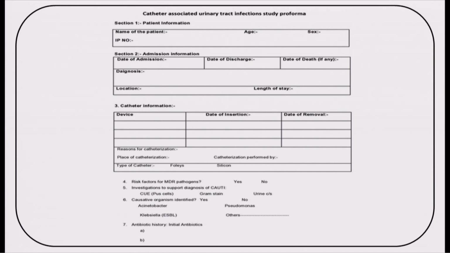And in the lower side, the risk factors as we discussed for ventilator associated pneumonias, the same applies for catheter associated urinary tract infections as well, where we have the risk factors for MDR pathogens and what type of organisms we are suspecting, whether it is Acinetobacter baumannii, Pseudomonas aeruginosa, E. coli or Klebsiella, and the antibiotic history, as we discussed, what antibiotics the patient has been exposed to in the past and what antibiotics are on right now.